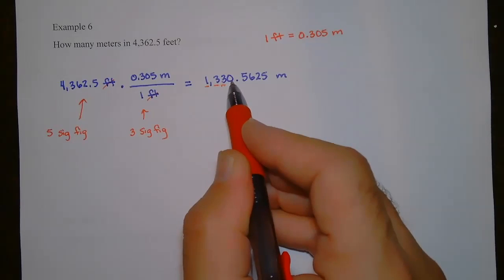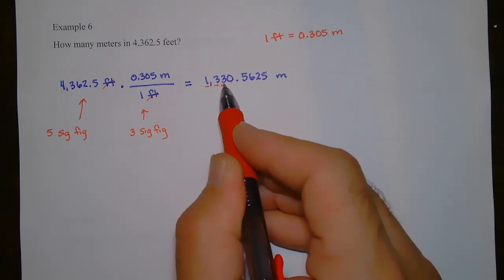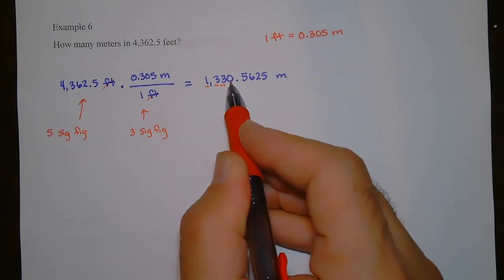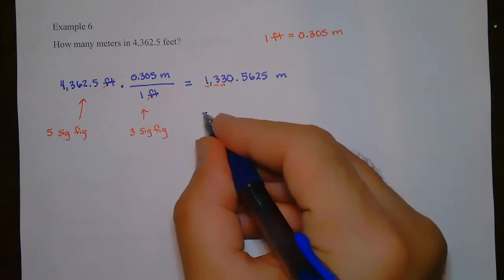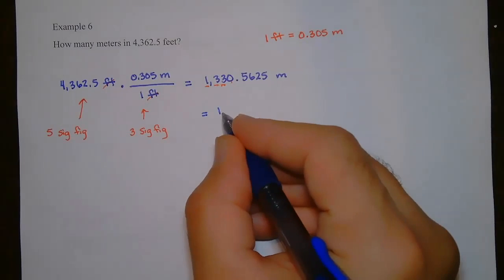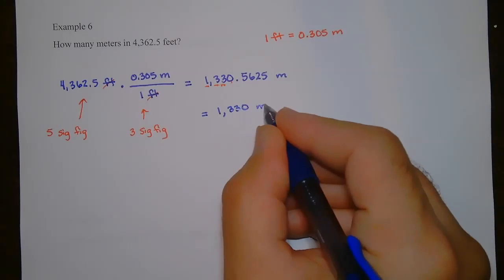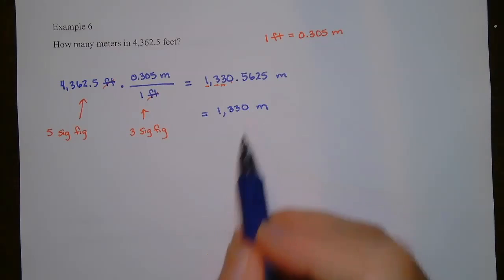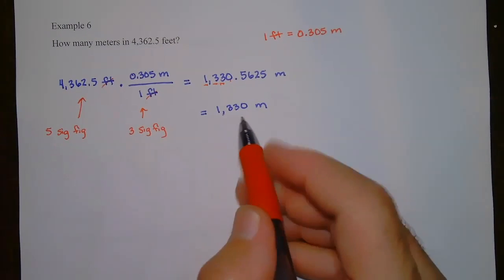I need to use this fourth significant figure to know if I should round this third significant figure, and it's 0, so I'm not. So in significant figures, the answer as precise as we can give is 1,330 meters. Now you could put a decimal here, but you don't have to, okay? And this number right here has 3 significant figures.